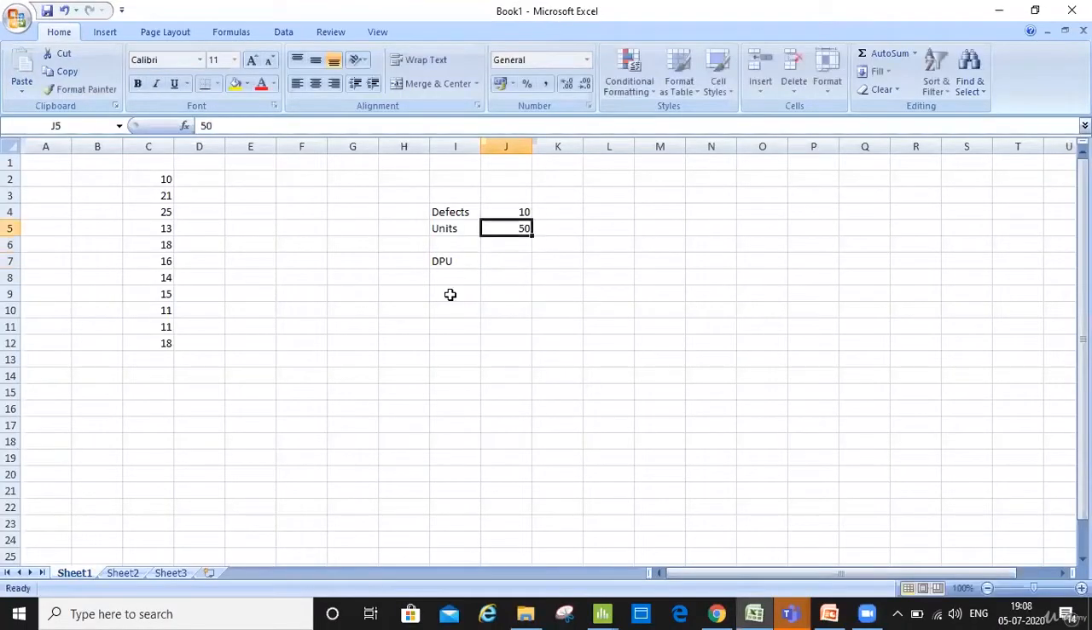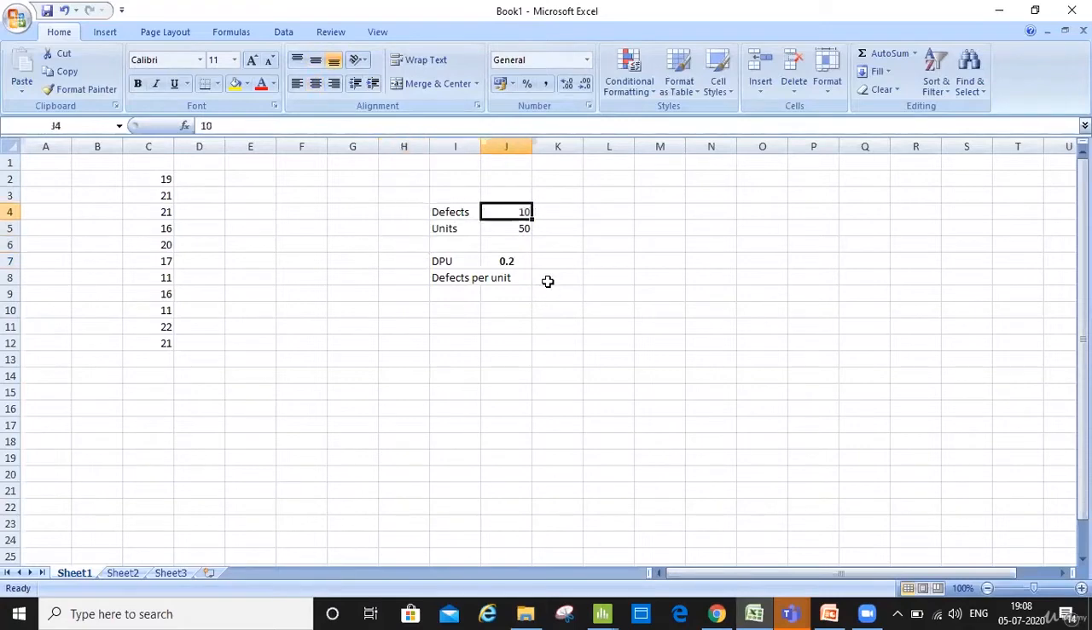Yes, now it is. So defect is 10 and unit is 50. We want to calculate DPU here because U stands for unit, defects per unit. Calculating DPU is very, very simple because it is 10 defects out of 50 units. So 10 divided by 50 is my DPU, which in this case is 0.2.